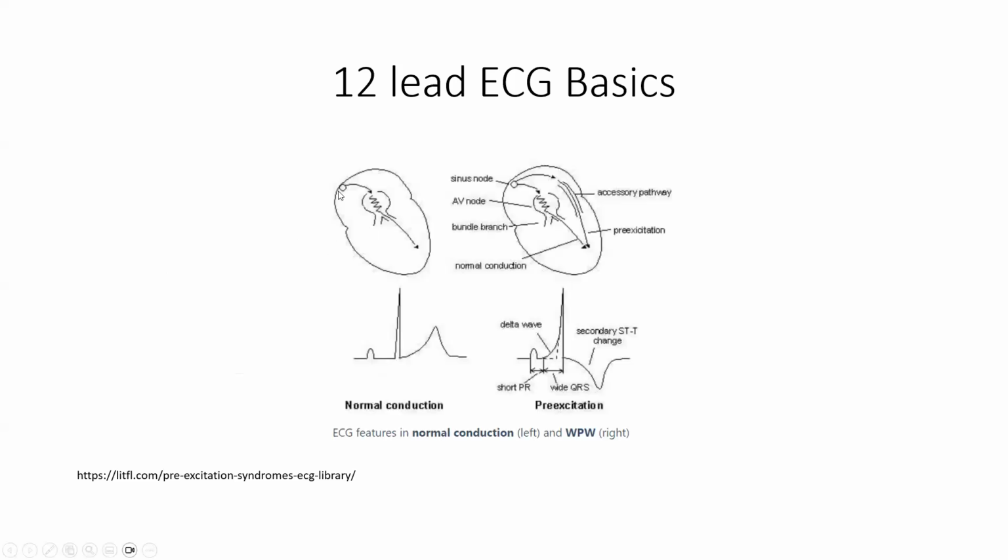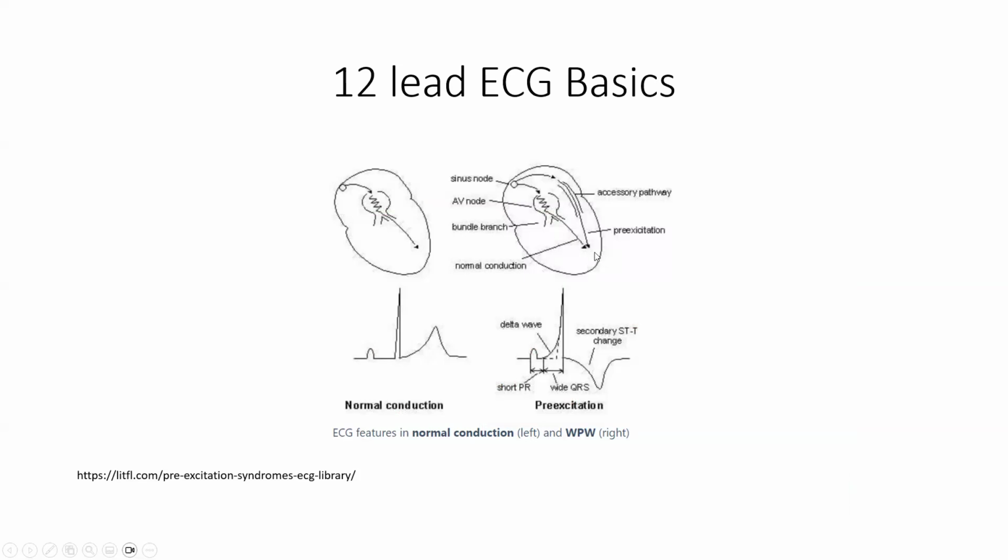So this is just a very crude illustration of the sinus node going down the AV node and then going down the conduction system in the ventricles. So you see the P wave, the PR interval, the sharp J point, and then the T wave. With Wolff-Parkinson-White, like I said, there can be an accessory pathway, either left or right sided.